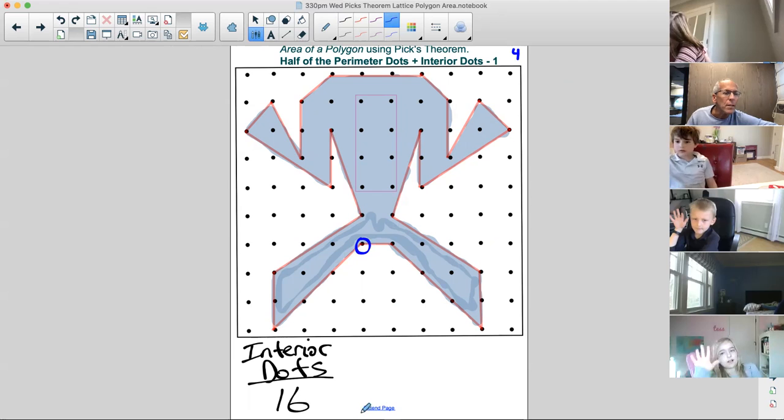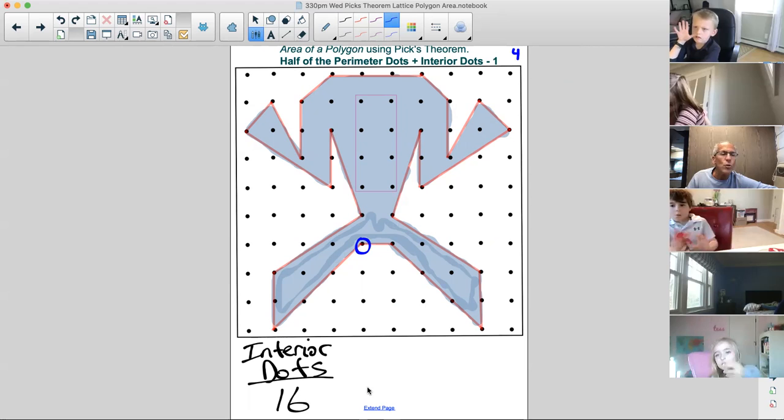Roman, I hope you're counting. Now, I know Tess has the answer. Now, Tess, try to figure out the total area using Pick's theorem. Half the perimeter dots plus the interior dots, take away 1.